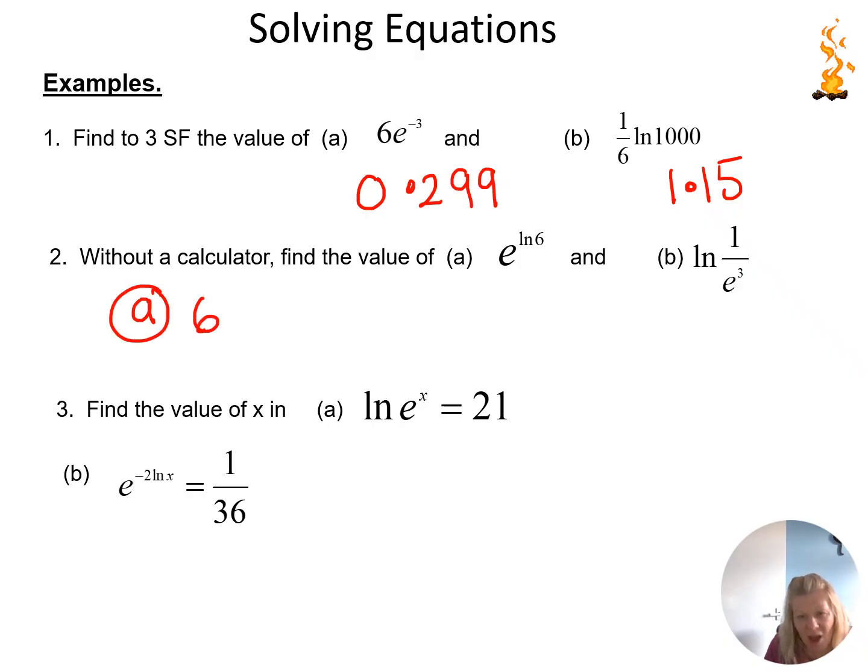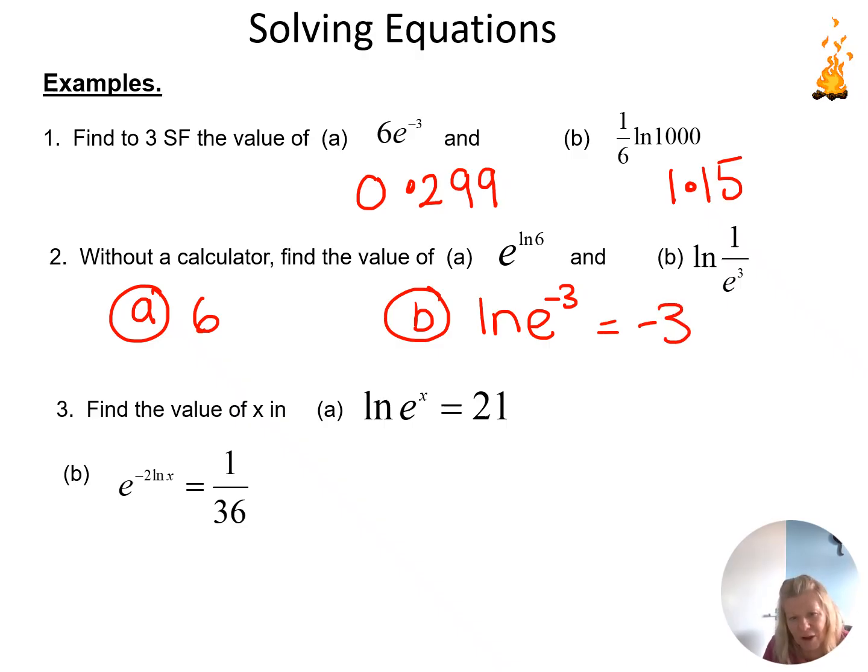For part B, you can't cancel them out straight away because they're not next to each other. So we've got to rewrite that as E ln e to the -3. Just brought it from the bottom to the top. Now they can cancel each other out and the answer will be -3.